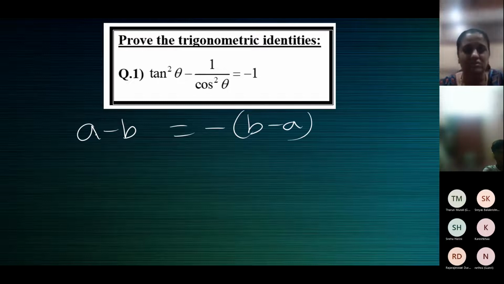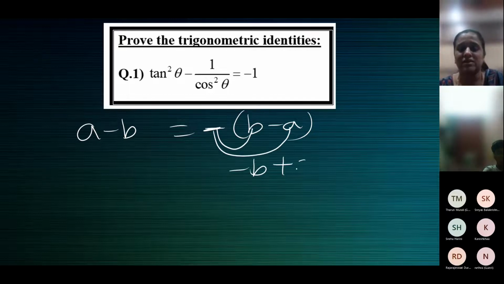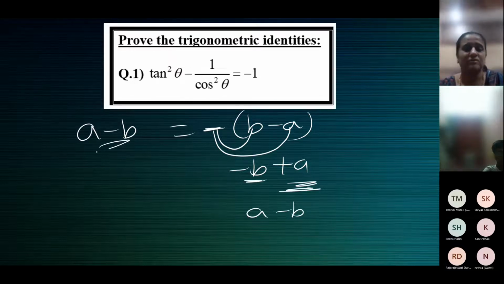You want to change the order of the terms. You want to write B first and then A. You want to write B minus A, then take a minus outside. Because see here, minus into B, minus B, minus into minus plus A. So it is still A minus B only. You have not changed the value.